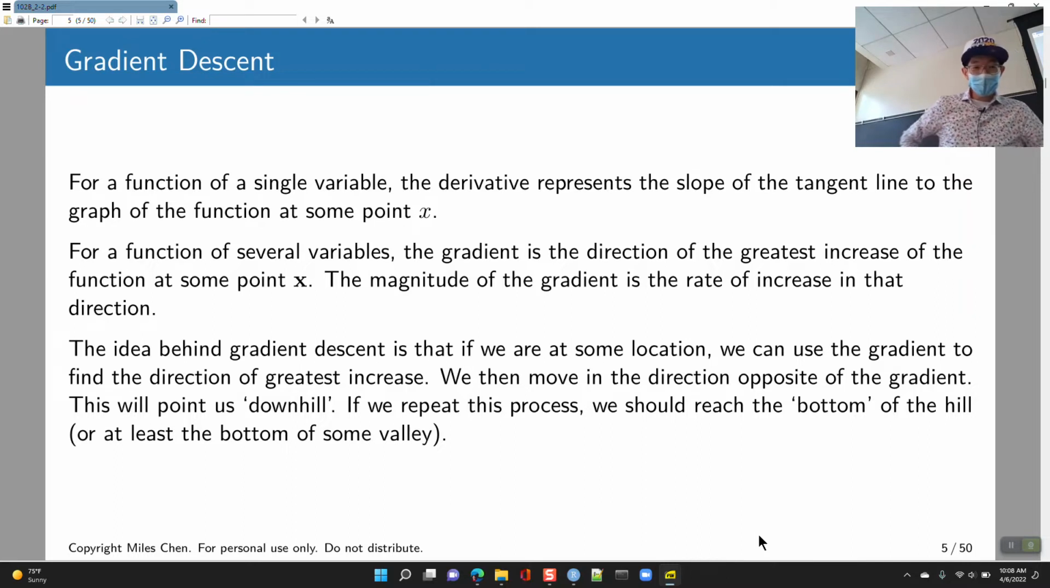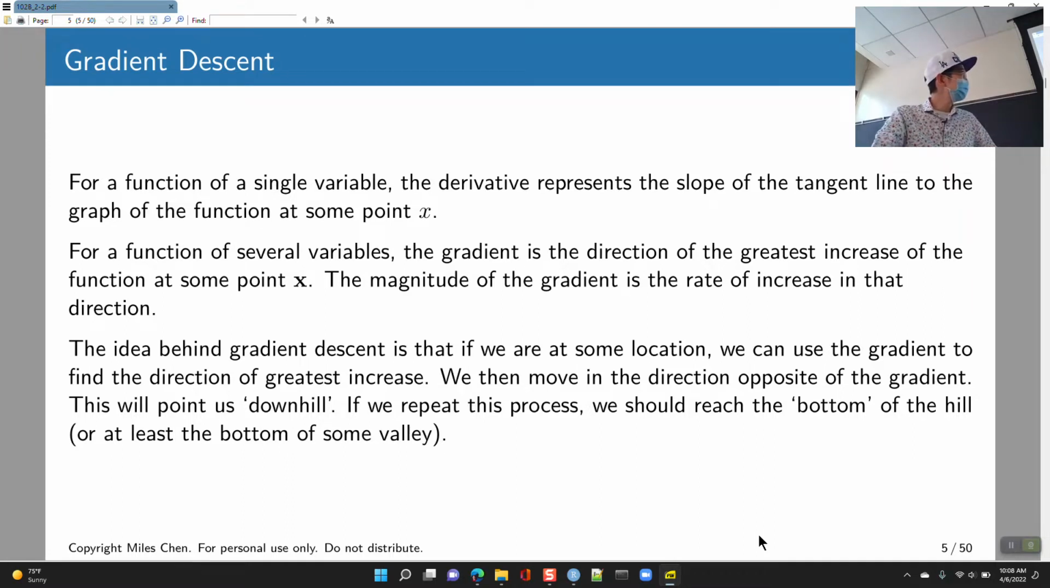It might be helpful to think about just the univariate case. For a single variable, the derivative represents the slope of the tangent line at some point x.